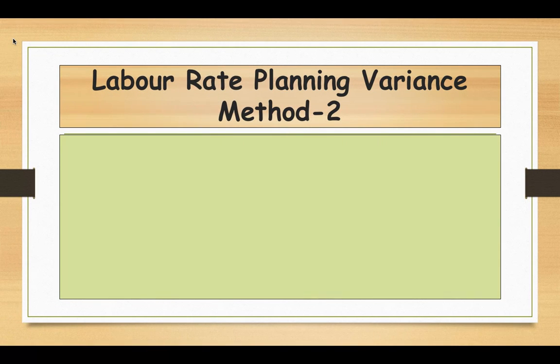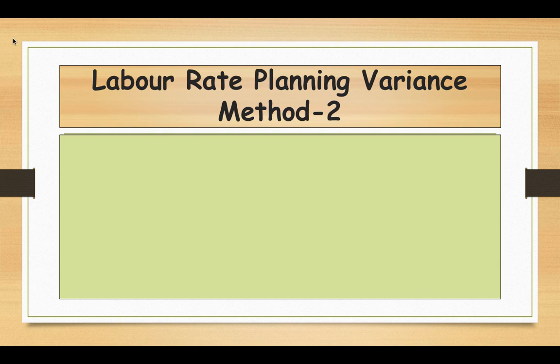So here we are going to see method 2. Under method 2, we are going to use the number of units produced, or number of batches made in this example. But when you compare method 2 with method 1, out of the 4 variances, labor rate planning and operational variances, labor efficiency planning and operational variances, only 2 variances are going to be different from method 1. So we are going to see only those 2 variances.